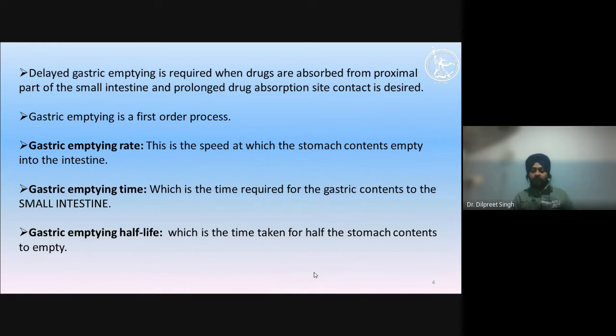When we talk about basic drugs, they carry the molecule outside the duodenum. So there is a chance of delayed gastric emptying as compared to the normal gastric emptying time.